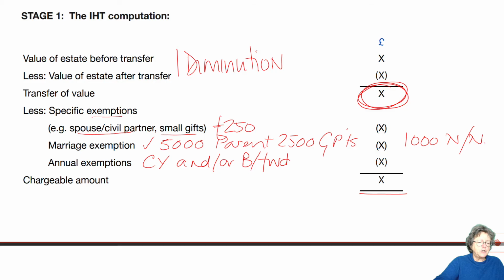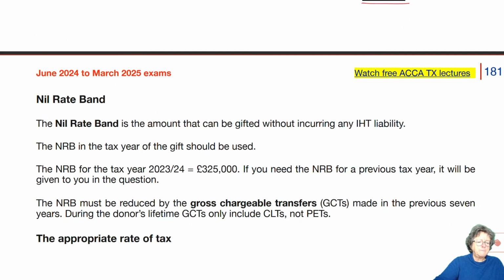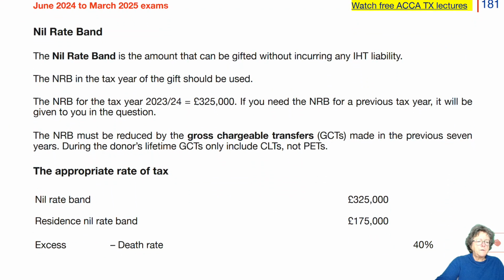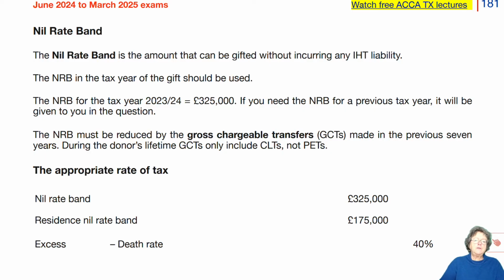Now you've heard me mention the nil rate band. The nil rate band is the amount that could be gifted without incurring any IHT. The nil rate band in the year of the gift is the one that should be used. If you're doing lifetime gifts, you need to stand in that year. Now currently it's £325,000 that will be given to you in the rates.